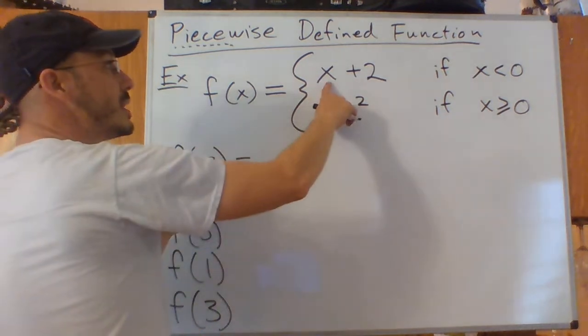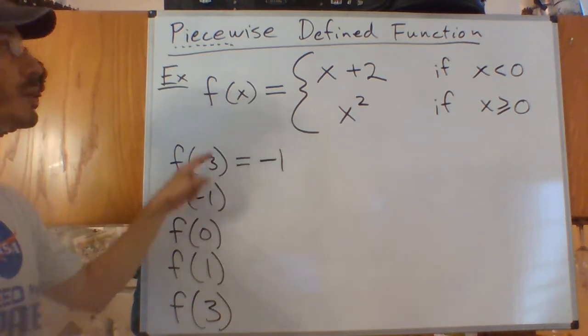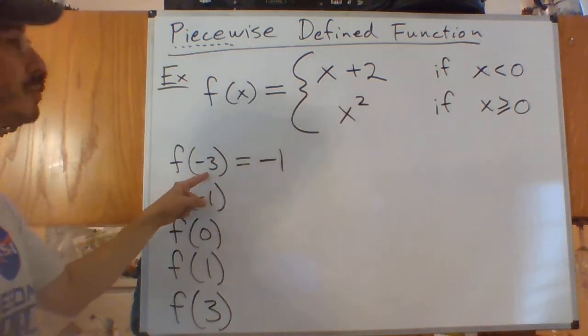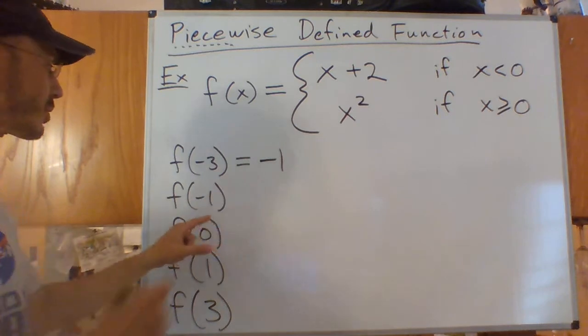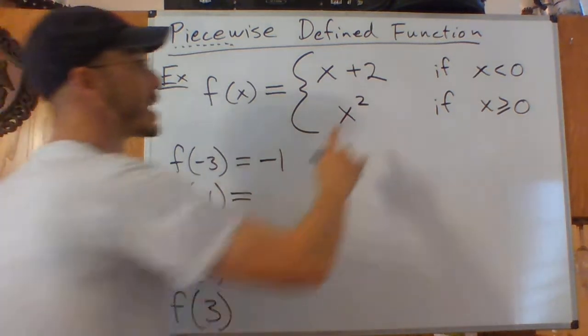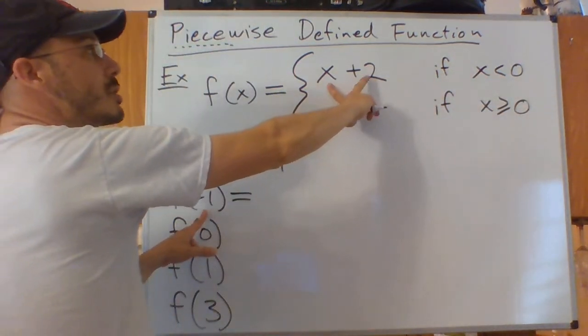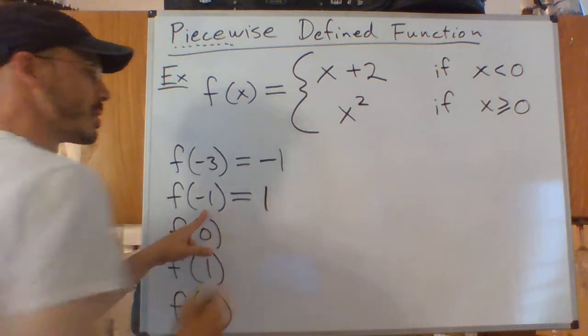I put -3 plus 2 is -1. So I used the first formula because this number is less than 0, and I got -1. For f of -1, when x is -1, -1 is also less than 0. So I'm going to use this formula. -1 plus 2 is 1.